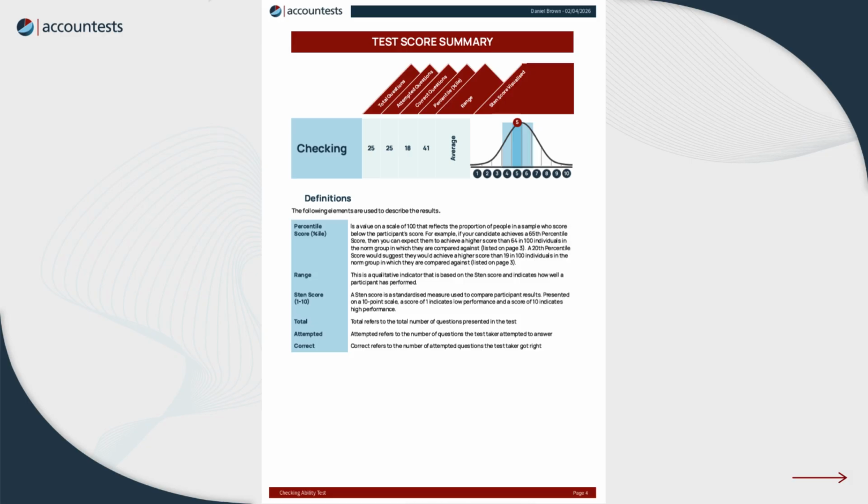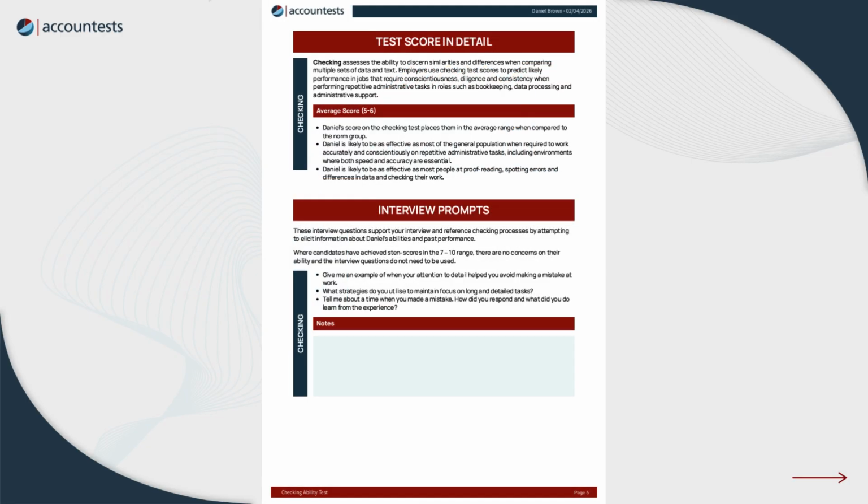Further down page 4, there's a guide to each of the measures on this test for your future reference. And then moving on to page 5, the graphical scores are then presented as text, firstly setting out what the checking test measures, and then describing the candidate's score. So this person's average score in a checking test translates to them being at least as effective as most accountants, bookkeepers, and admin staff in quickly and accurately checking details. We then move on to the interview questions, just to explore average and low scores further. Many clients only use interview questions on low scores and would not ask this candidate questions on this page, but we keep them there for clients who also want to explore further people getting average scores.